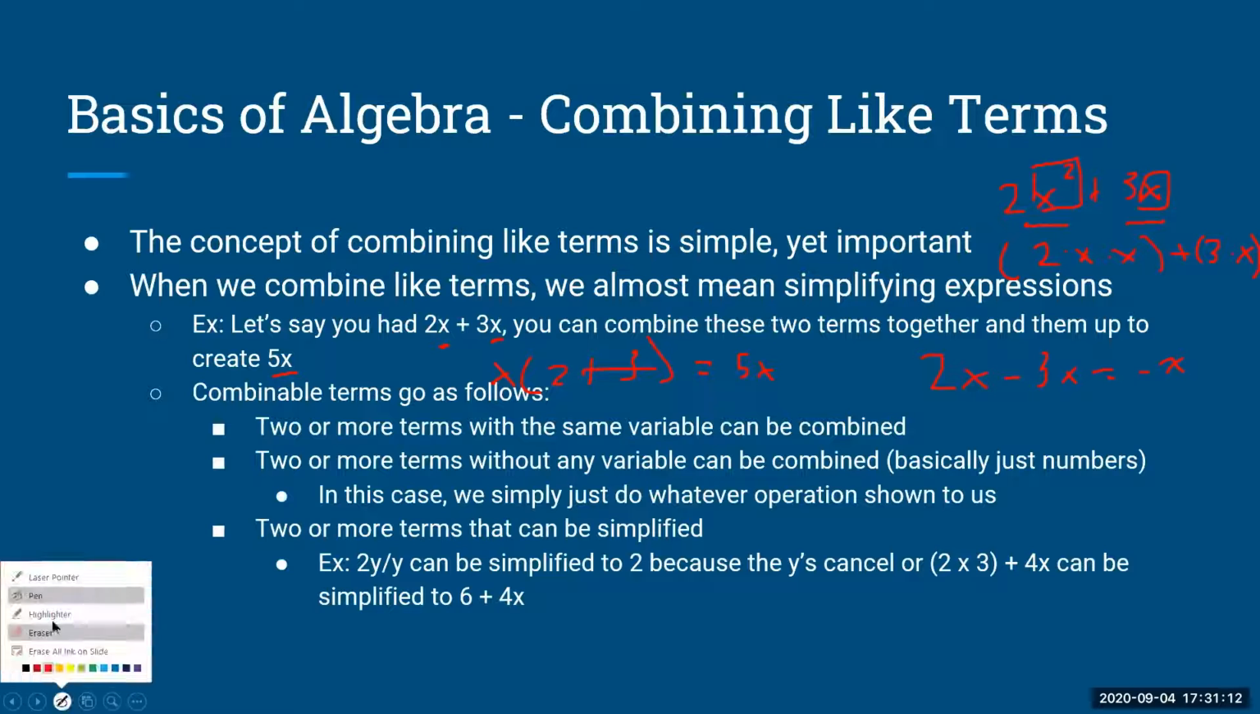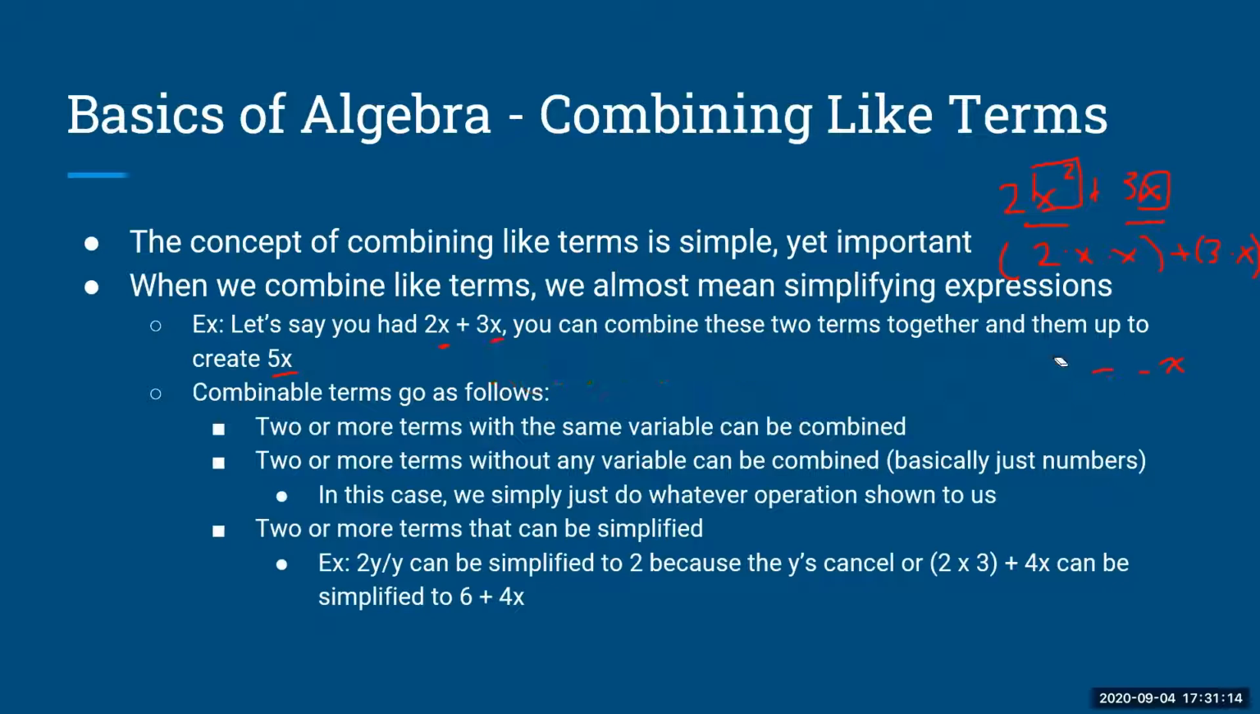So combinable terms. I don't know if you need to follow this guideline because once you practice this enough, you'll see it just like that, instantly. Two or more terms with the same variable can be combined. So 2x, 3x, both share x. Two or more terms without any variable can also be combined. So it's just basically doing numbers. So 2 plus 3, you combine like terms, 5. Those are technically like terms, 2 plus 3. So yeah, we just simply do whatever operation is shown to us.